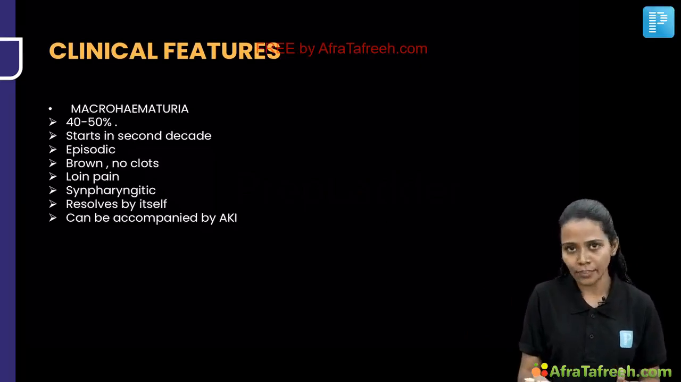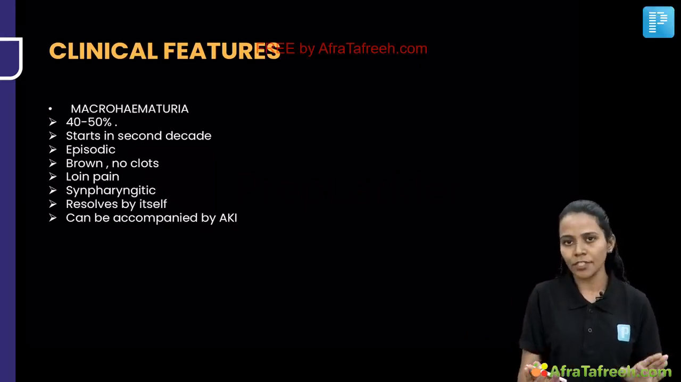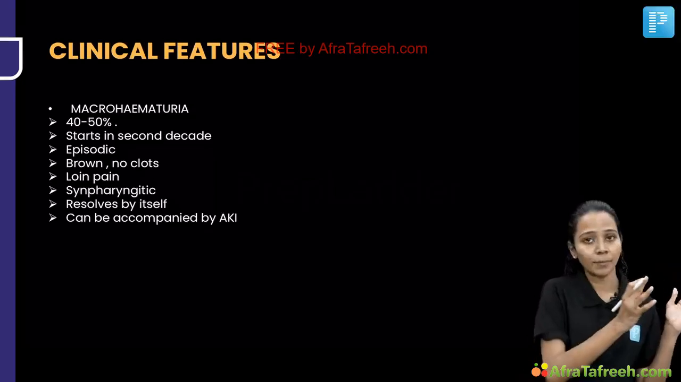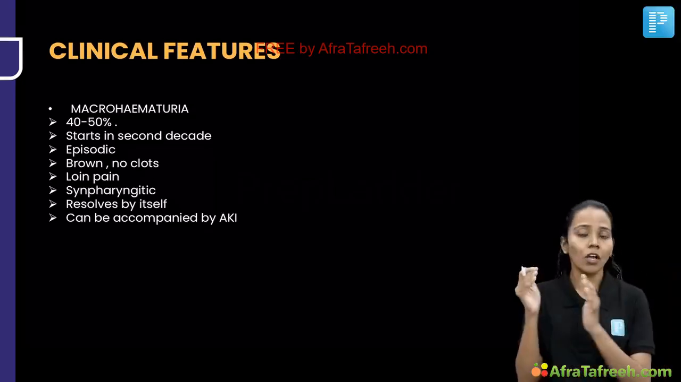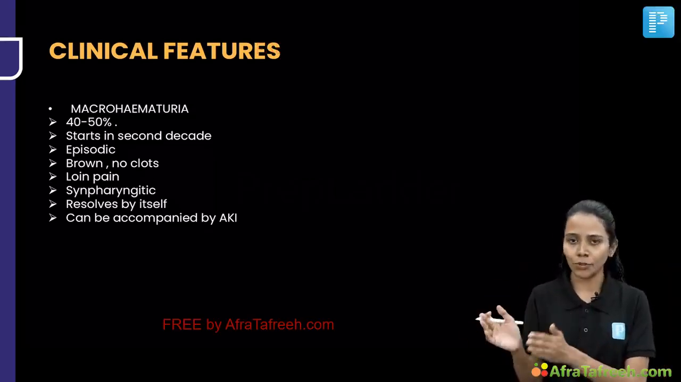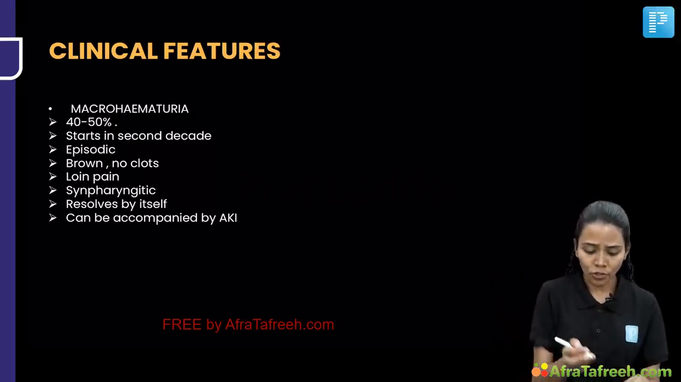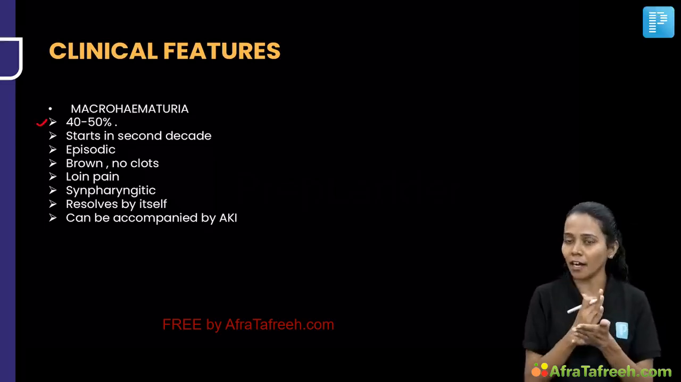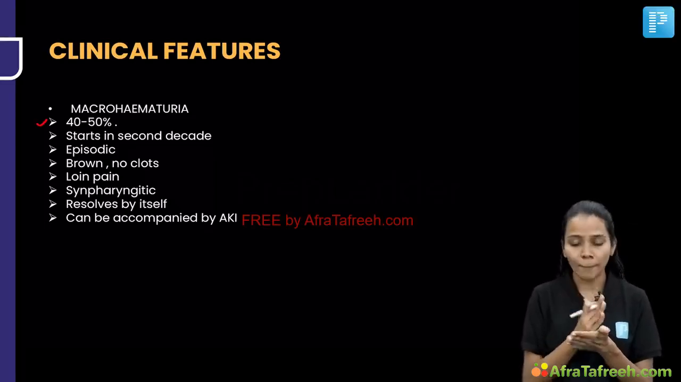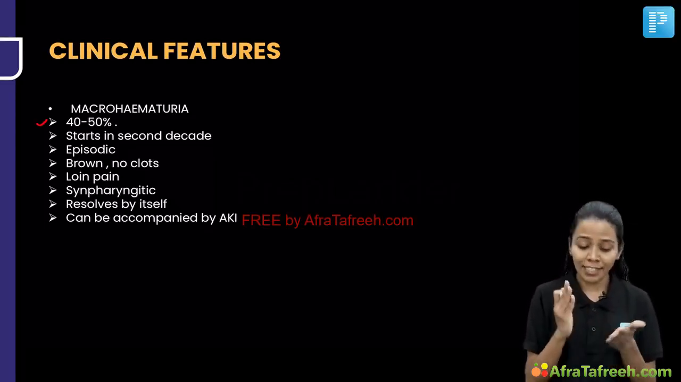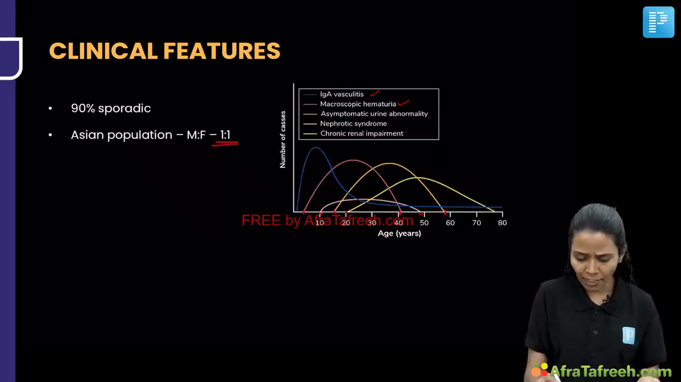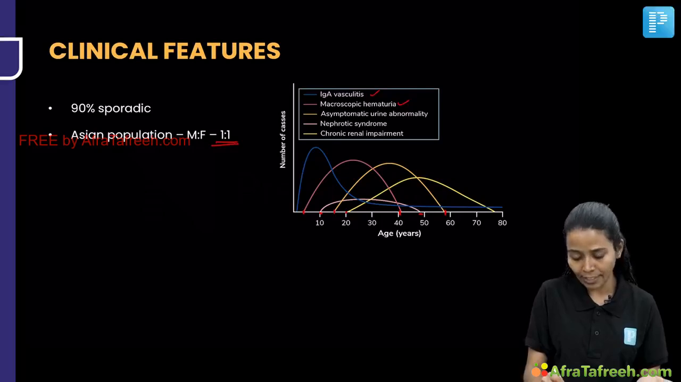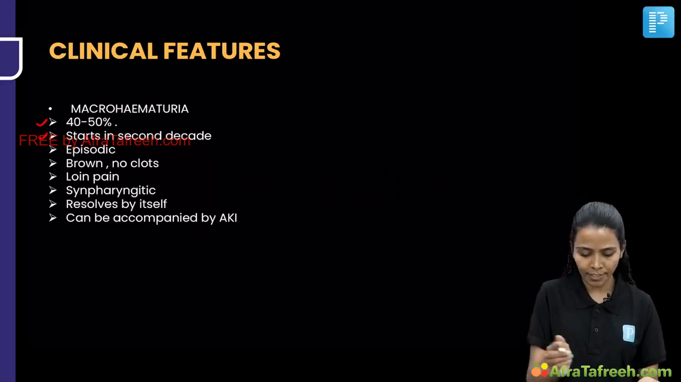Now coming to the clinical features. The important clinical features are, they can either present as macroscopic hematuria or they can present as asymptomatic urinary abnormality. So macroscopic hematuria is seen in 40 to 50% of patients. Approximately half of the patients present with macroscopic hematuria. And this mostly starts in the second decade, like we saw here. It can start at less than 10 years. In the second decade, it has maximum incidence, okay?